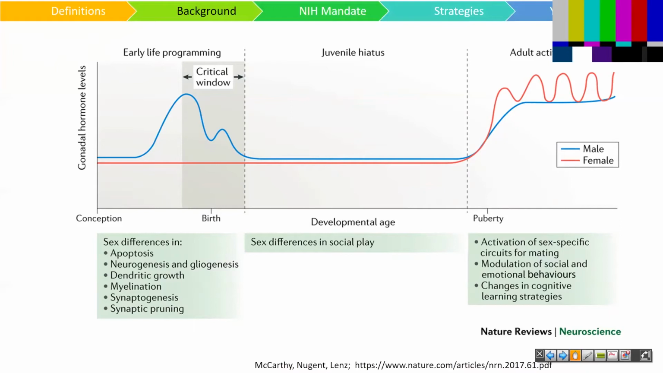This pattern over development reflects in different aspects of neural development. So you see early on already differences in apoptosis, neurogenesis, and pruning. So even pre-conception, we're already starting to have differences in brain development. And it's completely sexual play during the juvenile period.